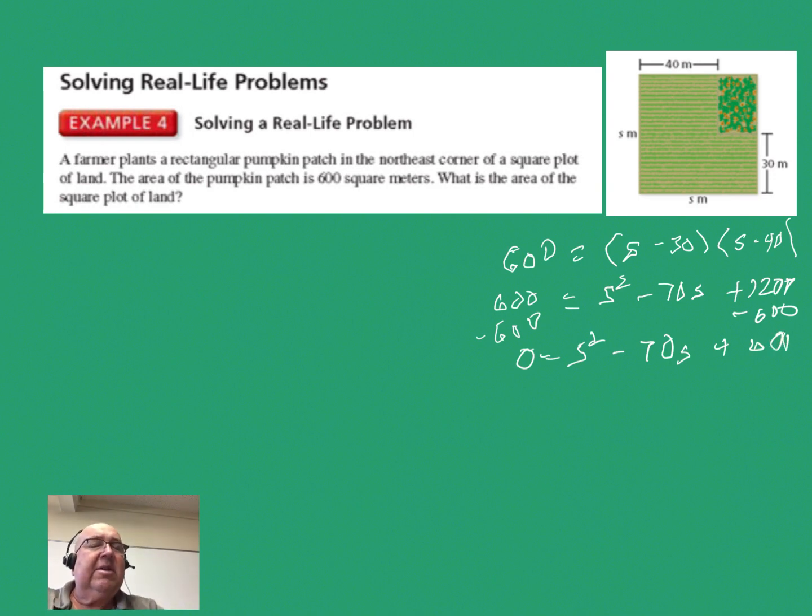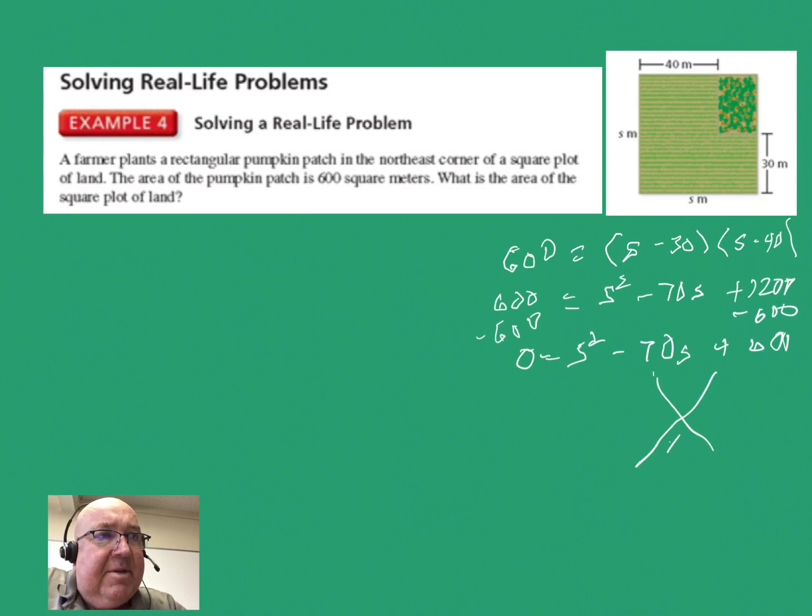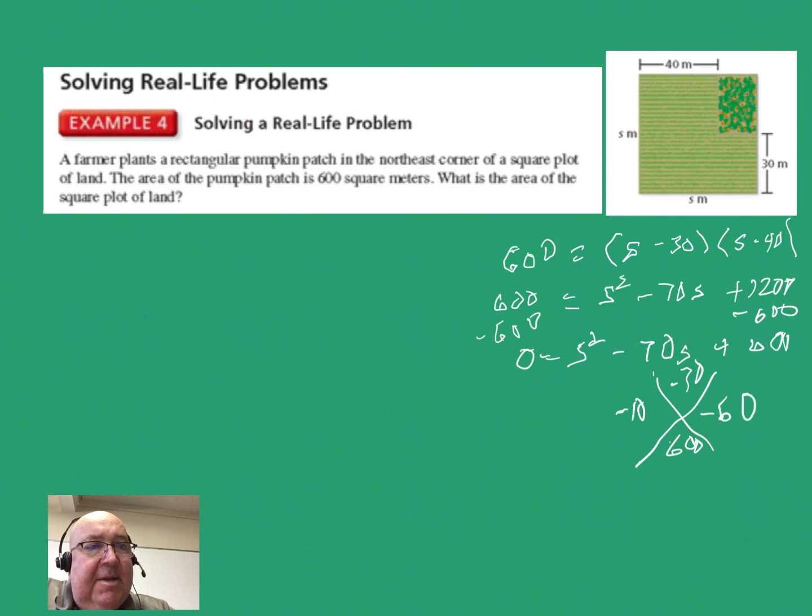Okay, so now we're looking for factors of 600 that add up to 70, and they're both going to be negative. I'm going to use the simple one that we can all think of, and that's 10 and 60. So we have negative 10, negative 60, and our side lengths are either going to be 10 or 60 for our two sides.